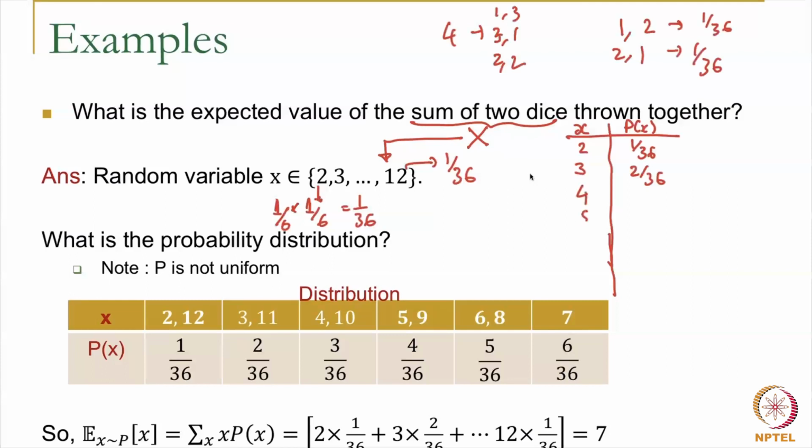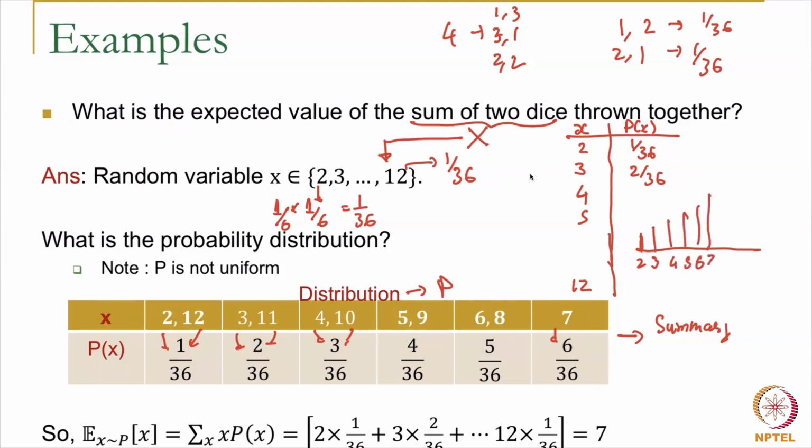So 2, 3, 4, 5 up until 12, which is what I have written here as a summary of the distribution for P. So the P distribution is: 2 is 1 by 36, 12 is 1 by 36. You can see 7 is 6 by 36. And similarly, you have this. If you draw it, it will look like this: 2, 3, 4, 5, 6, and then 7, and then 8, 9, 10, 11, and 12.